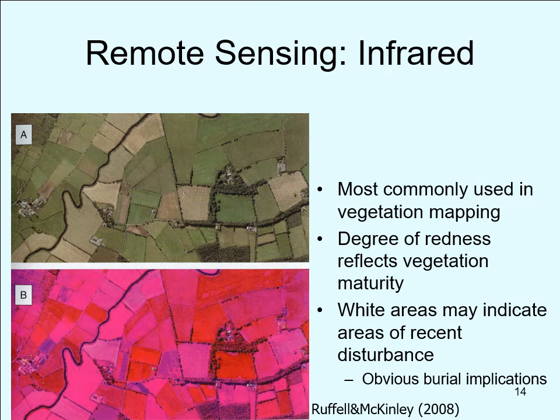So what would you do in this situation? Well, one method is using remote sensing data. So here's an example from your textbook from Ruffell and McKinley. This is a rural area in Northern Ireland. The top shot is the remote sensing image. The bottom one is an infrared, a non-visible wavelength image. Basically the redder the colour, the more mature the vegetation. So you're looking for white areas, which may indicate areas of recent disturbance.